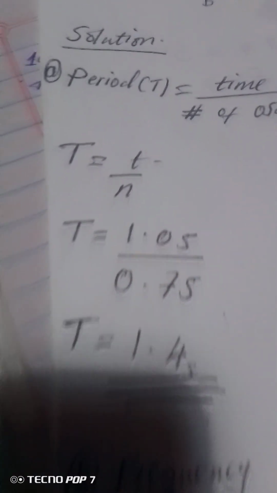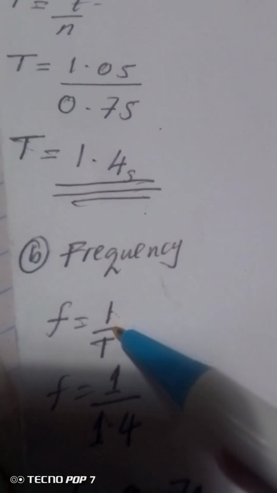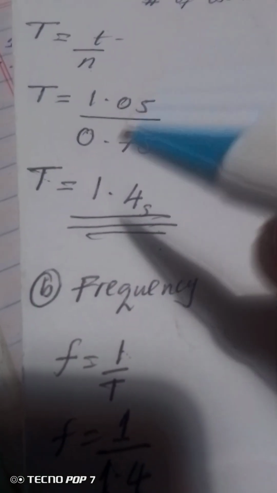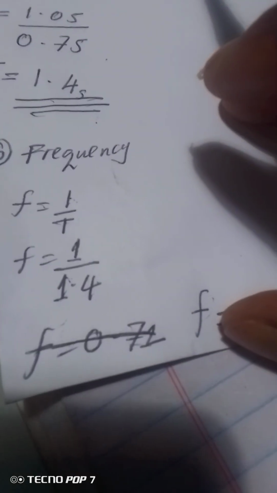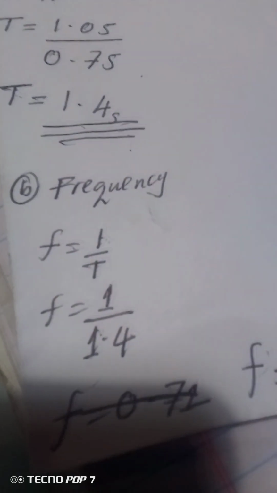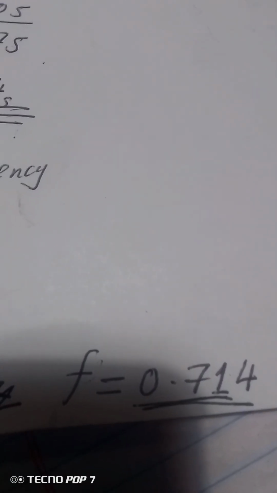So let's use 1 over T. So we have 1 over T, where this T is the period, which we have just found here. So we say 1 over 1.4. Then we just divide 1 by 1.4. Our answer is 0.714. So use a calculator when doing the calculations here.